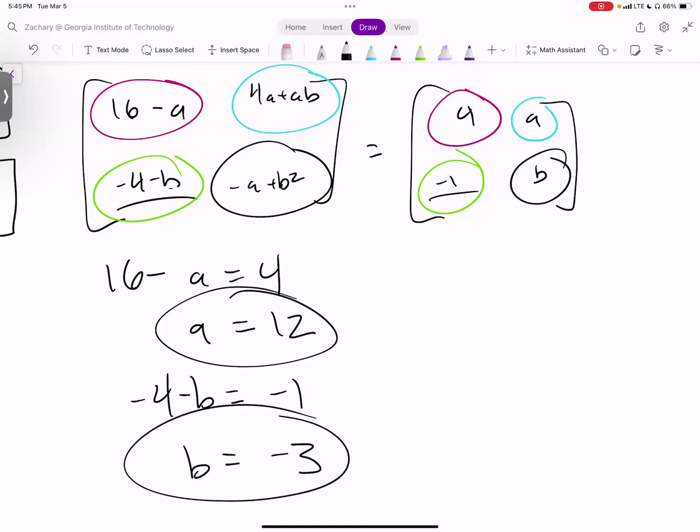For instance, we could do the blue one, which would get us 4a plus ab is equal to a. Factor an a out of everything. 4 plus b is equal to 1. b has to be equal to -3. It's all the same thing, I promise. If we've done it right, it should all be the same thing.